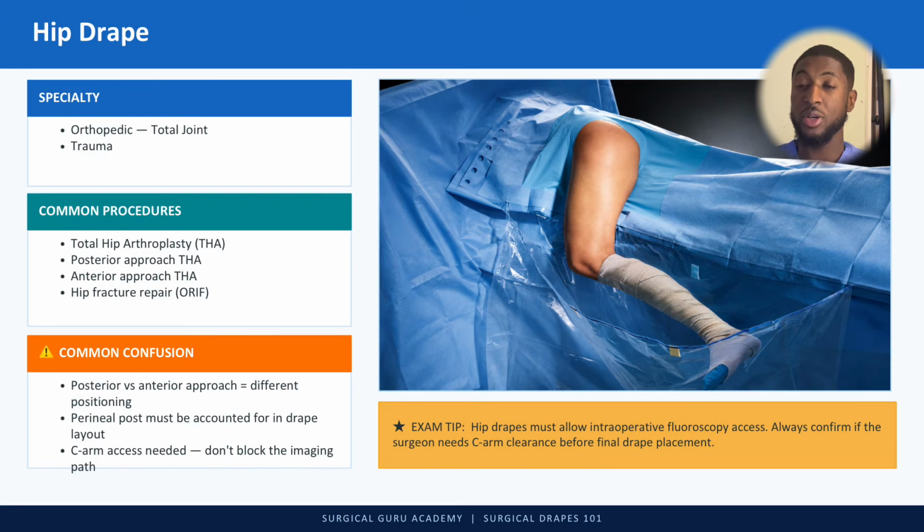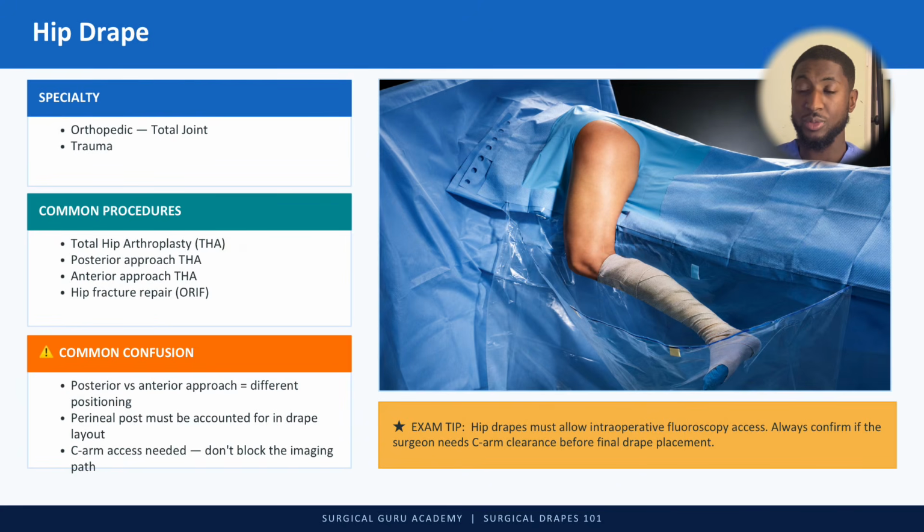All right, a hip drape. So we use hip drapes during orthopedic total joints, hip replacement, trauma: a total hip arthroplasty, posterior approach, total hip arthroplasty, anterior approach, or a hip fracture repair, ORIF, which is an open reduction internal fixation. So common confusion: posterior versus anterior approach, different positioning. And depending on where you work, again, it may be a different drape. Perineal post must be accounted for in drape layout.